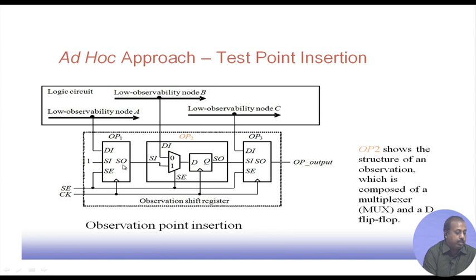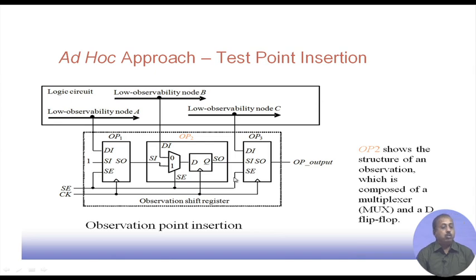So, after one clock, this SO line of this OP3, that is this node C, is available at the output. After one clock pulse, this OP2's SO Q bit will be coming into this OP3's Q bit, so as a SO Q bit, you will get it on the SO line. So, this B can be observed after one clock cycle, similarly A can be observed after 2 cycles.